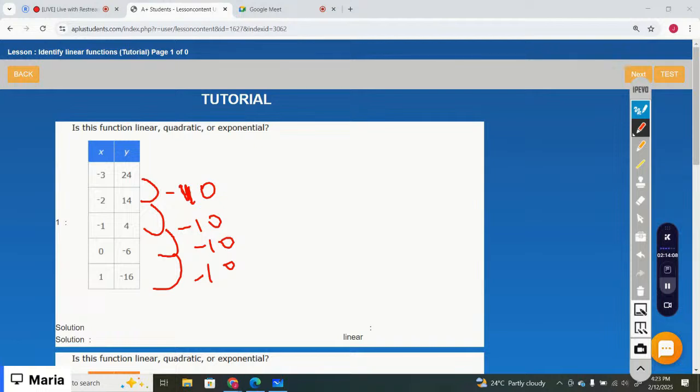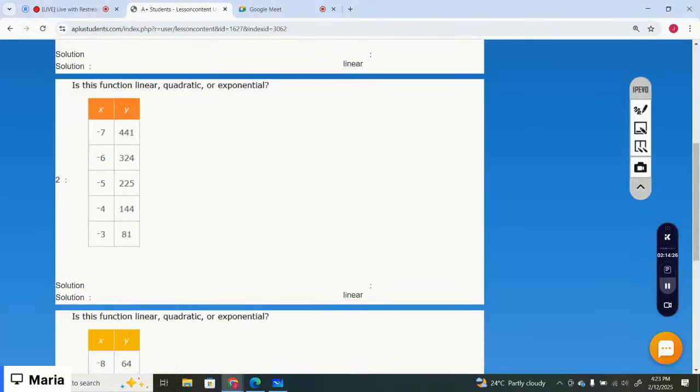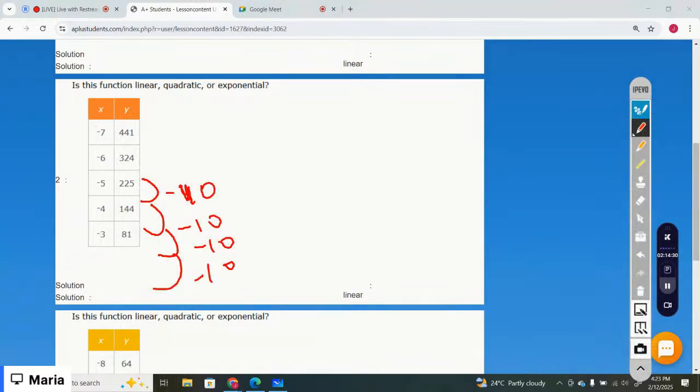How do we check if we are given the values? You have to calculate the difference of their y values. If they are constant, that means that is a linear function. Is the function linear, quadratic, or exponential? So let's just calculate their difference.